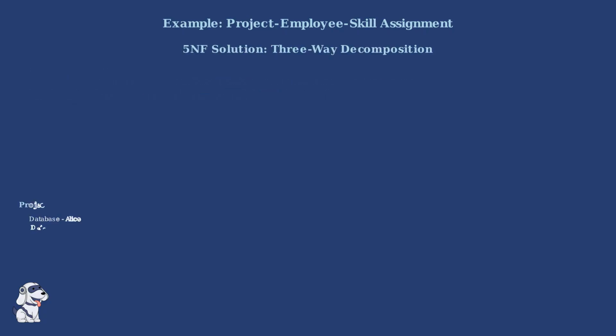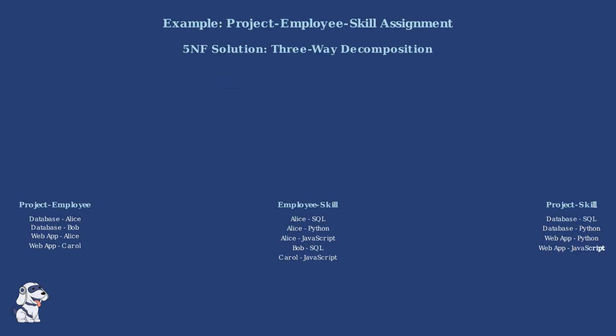The fifth normal form solution requires decomposing the table into 3 separate tables: project employee, employee skill, and project skill. Each table captures one specific relationship. Only by joining all 3 tables together can we reconstruct the original data without any false combinations or information loss.